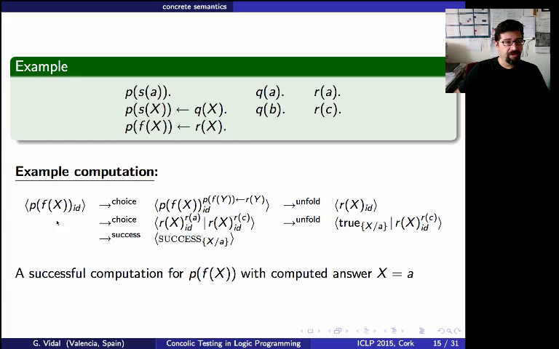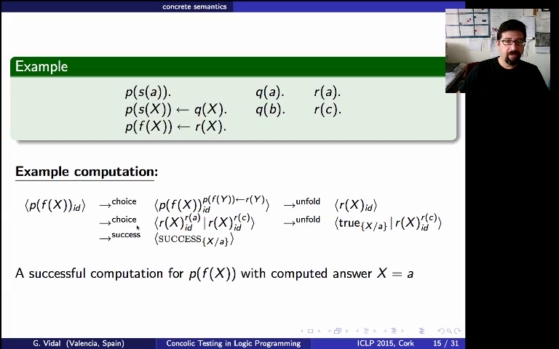So let's start with this initial call to P of f of x with identity substitution. First we have a choice step. We have just one copy because this atom here only unifies with the head of the third clause. Therefore we only have one copy of the initial goal. Then we can perform an unfolding step as usual. So we get R of x here, still labeled with identity substitution.